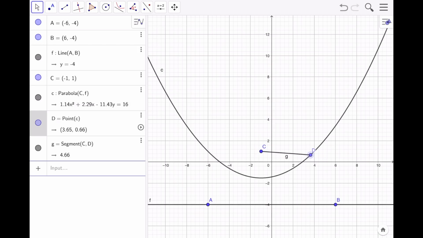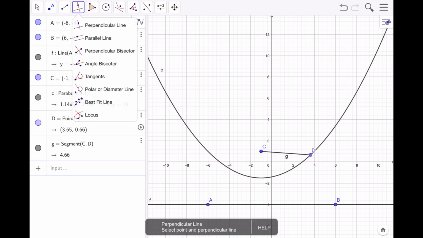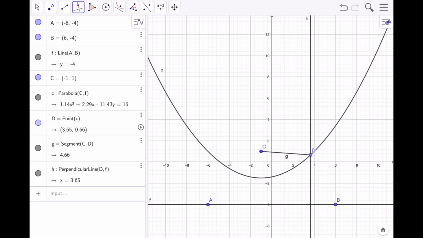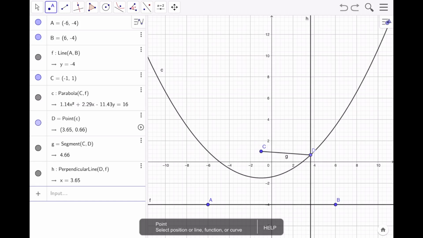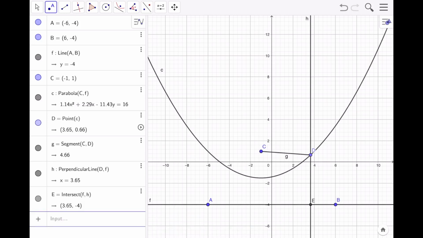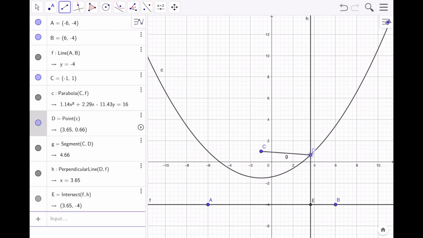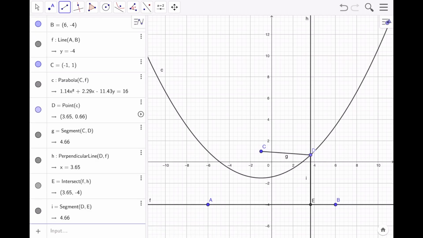All right, and then I'm going to construct a perpendicular line. So there's this set of tools that's a perpendicular line. So I can go from D to this line. So there's that perpendicular line. All right, I'm going to add a point at that intersection. So that way I can now make a line segment from D to E. And I'm going to turn off that perpendicular line because I just want to see that line segment.